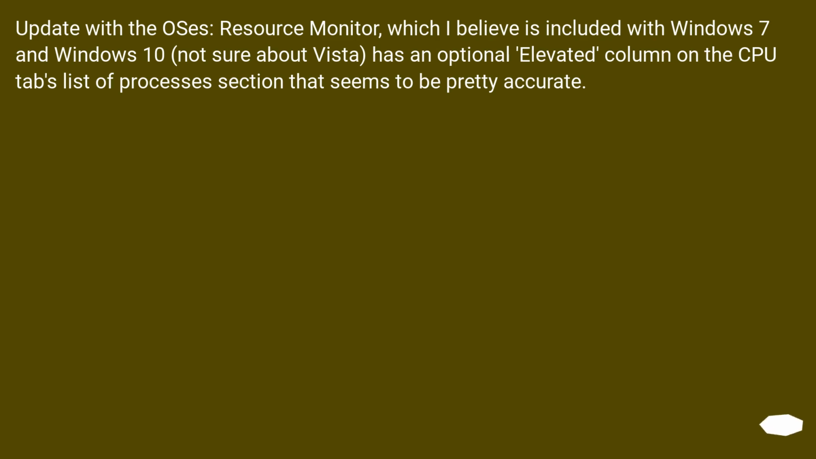Update: Resource Monitor, which I believe is included with Windows 7 and Windows 10, not sure about Vista, has an optional Elevated column on the CPU tab's list of processes section that seems to be pretty accurate.